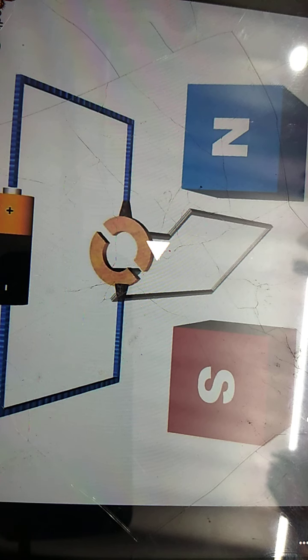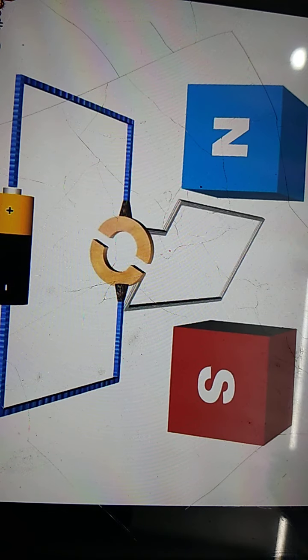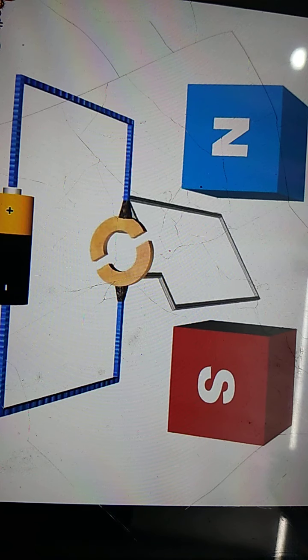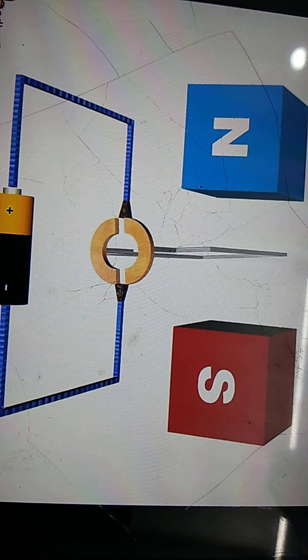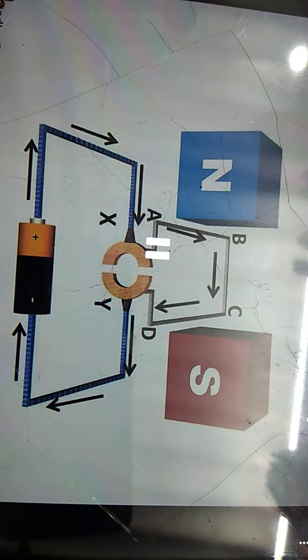Electric motor. An electric motor is a device which converts electrical energy into mechanical energy. So here is a diagram of a model of an electric motor, and you can see that from this side it is moving in an anti-clockwise direction. So when current passes through this coil ABCD, it starts rotating.